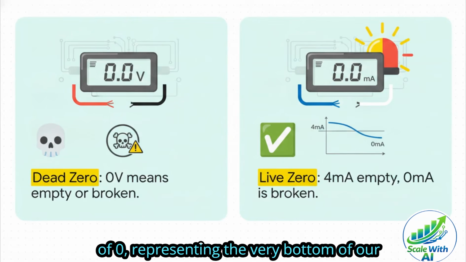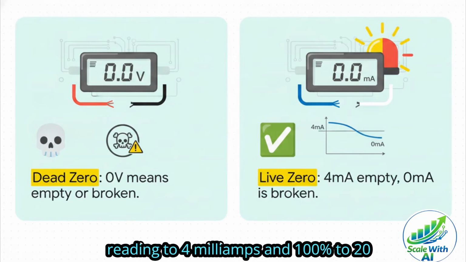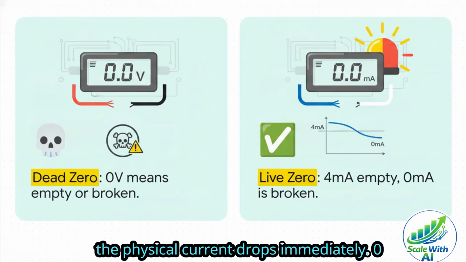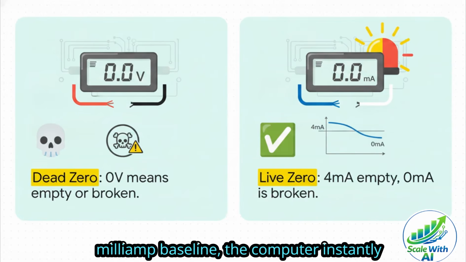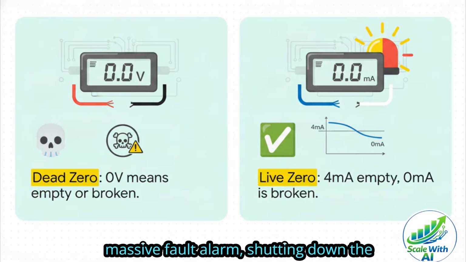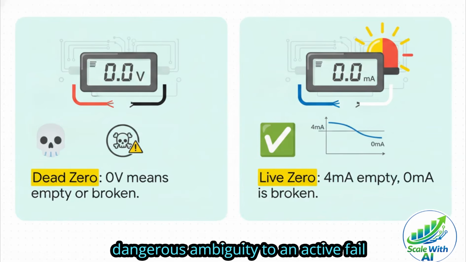Physics also solves our safety problem through something called a live zero. Instead of 0 representing the very bottom of our scale, the current loop maps a 0% process reading to 4 milliamps and 100% to 20 milliamps. Why? Because if a wire snaps, the physical current drops immediately to 0 milliamps. Since 0 is below the valid 4 milliamp baseline, the computer instantly knows the wire is broken and triggers a massive fault alarm, shutting down the equipment safely. It goes from a dangerous ambiguity to an active, fail-safe architecture.